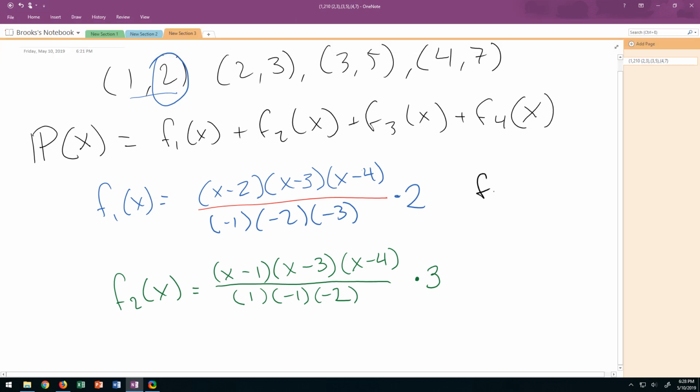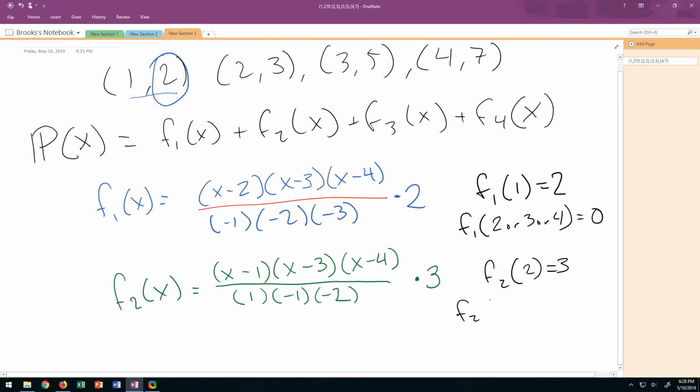Let me write down what we have so far. I've got f sub 1 of 1 is equal to 2, which is what I want. But f sub 1 of any of these, 2 or 3 or 4, is equal to 0, which is what I want. Now f sub 2 of 2 is equal to 3, which is what I was going for. But f sub 2 of 1 or 3 or 4 is 0, which is what I'm going for.